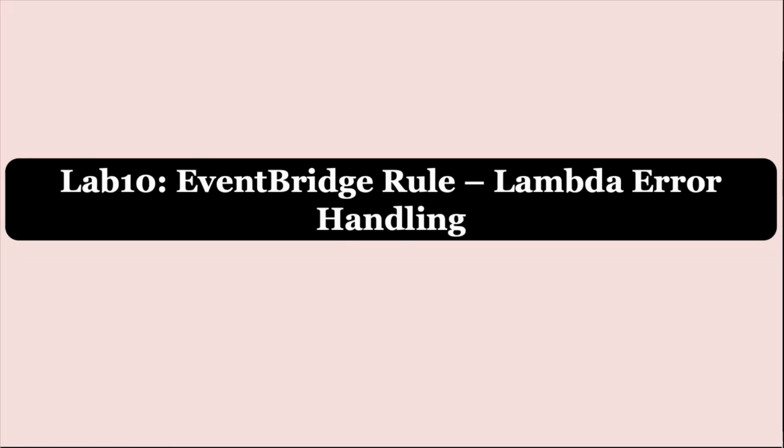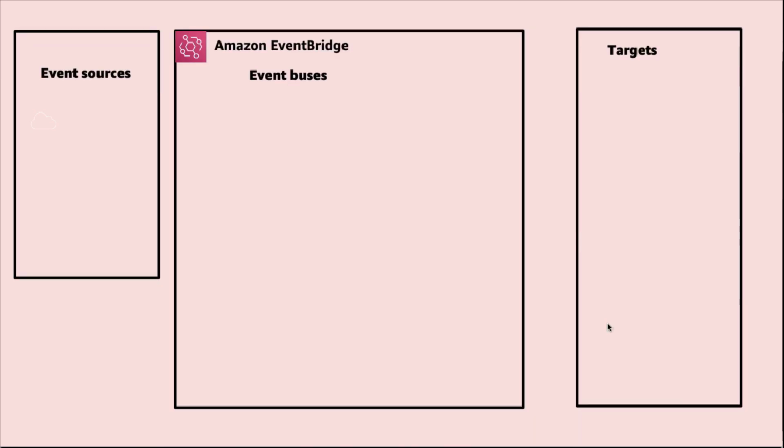Hi all, in this lab, let us understand how to implement error handling for the Lambda executions. When an event is sent to Lambda and the Lambda does some processing, on success it can configure one destination. On failure also, we can configure one more destination. In the case of success, we have configured one EventBridge event bus, and for failure, we will configure an SQS queue. So let us understand how this architecture looks like.